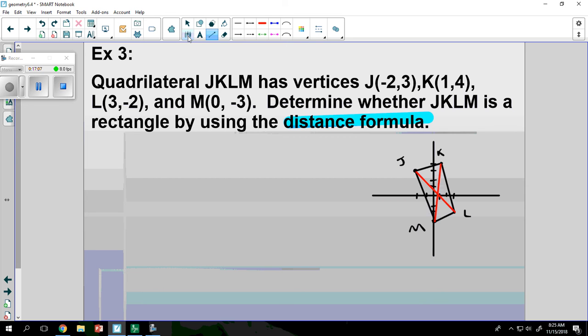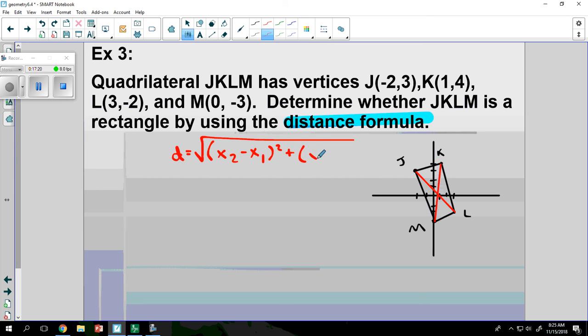If no, they're not. In case we need a reminder, the distance formula, like we did last couple classes, is the square root of x2 minus x1 squared plus y2 minus y1 squared. And like I said, JL and MK are what we have to work with, the diagonals. So we're going to work with J and L together, and then likewise K and M together. So let's start. So let's do JL first.